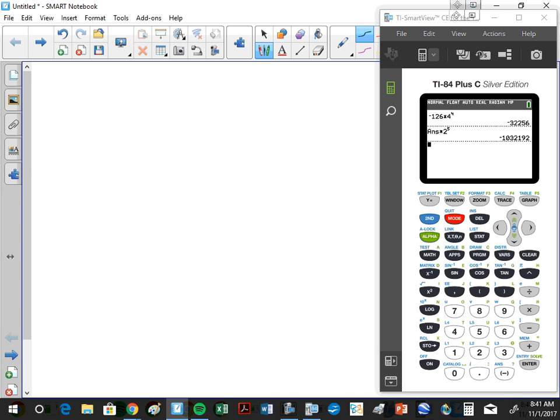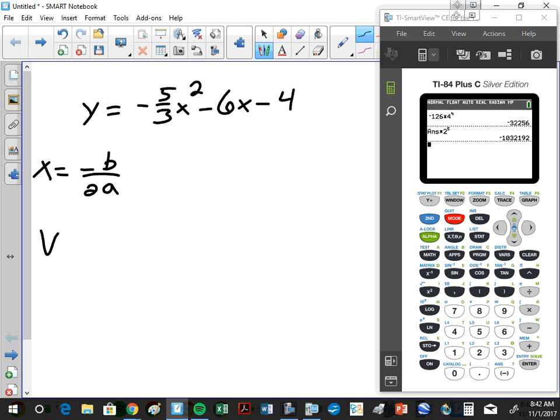Okay. Let's do another one. Are they going to throw in some fractions? Yeah, they are. Y equals negative 5/3 x squared minus, I don't know, 6x minus 4. You don't have to graph this to come up with the answers. I know that my x value is negative b over 2a. So my vertex is going to be negative b over 2a, comma, whatever the y value is. So I'm going to plug in the formula.